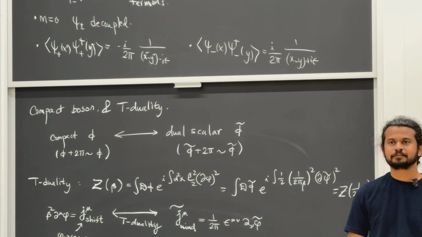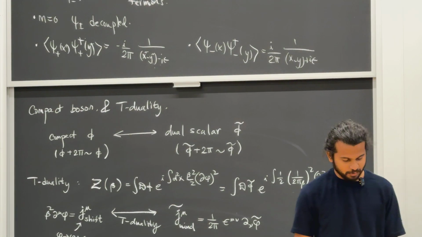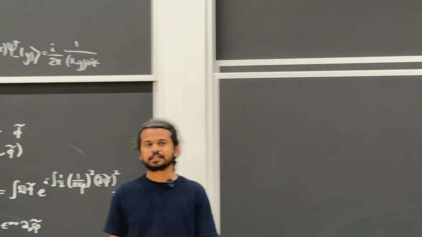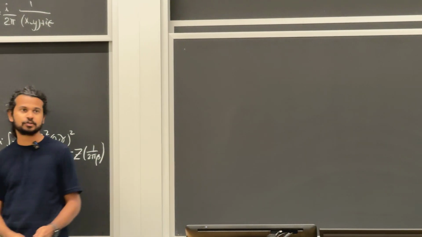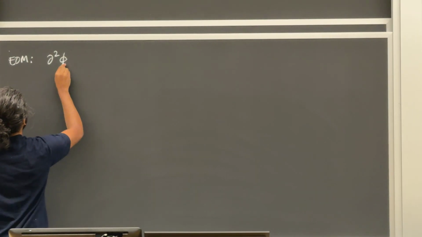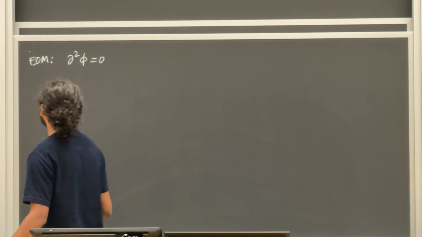Any other question? All right, so let's quantize the boson. So quantization is the usual thing. We write down the most general solution for the equation of motion and then promote the coefficients to operators. And let's recall that from this action for the compact boson, the equation of motion is nothing but a two-dimensional wave equation.